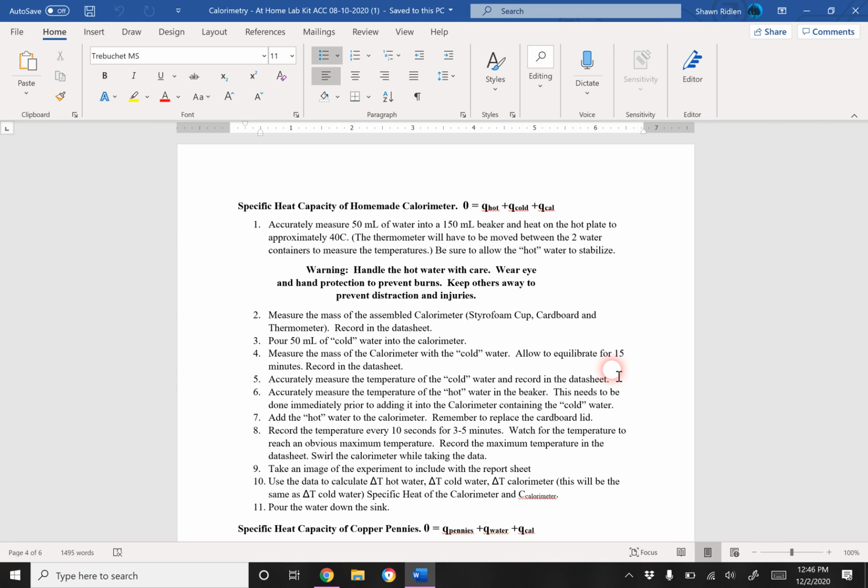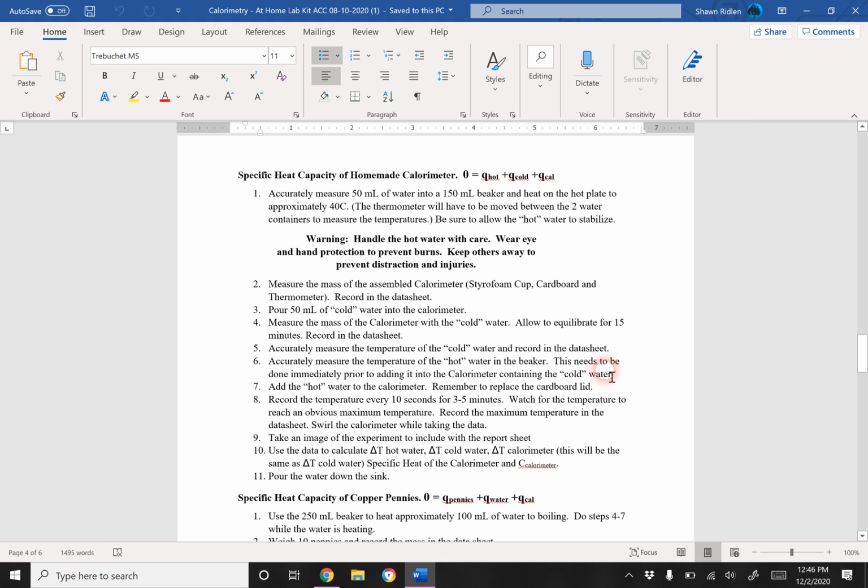In other words, this will be the temperature of just normal standing water in your house. So this can be just your tap water, whatever temperature it comes out at. Okay, then measure the mass of the calorimeter with the cold water and allow it to reach equilibrium for 15 minutes. In other words, allow it to reach room temperature as closely as you can.